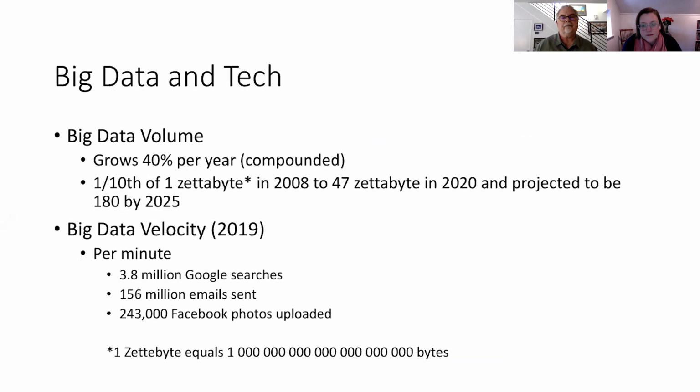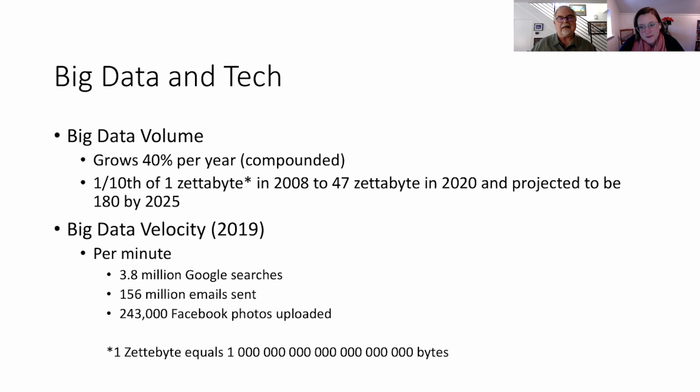Just to give you a sense of big data, right? Meaning every email, every time you look something up on Facebook, every time you post a photograph, that's a bit of data, right? That data grows 40% every year. In 2008, the sum volume of global data was 1/10 of 1 zettabyte. Bet you haven't heard of a zettabyte. I hadn't either. A zettabyte has a lot of zeros attached to it, right? It's a lot of bytes, right? But just look at how that's grown, right? To 47 zettabytes currently in 2020, projected to be 180 zettabytes by 2025. This massive increase in data.